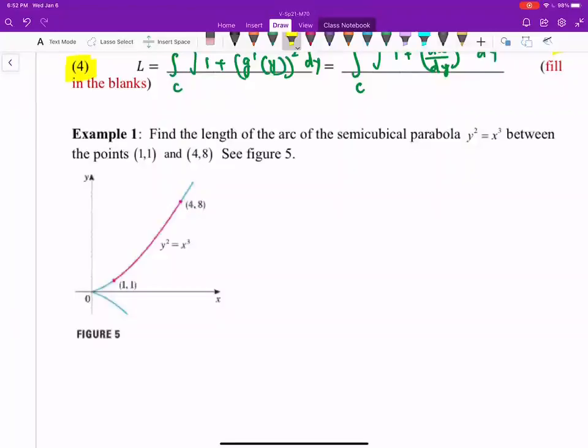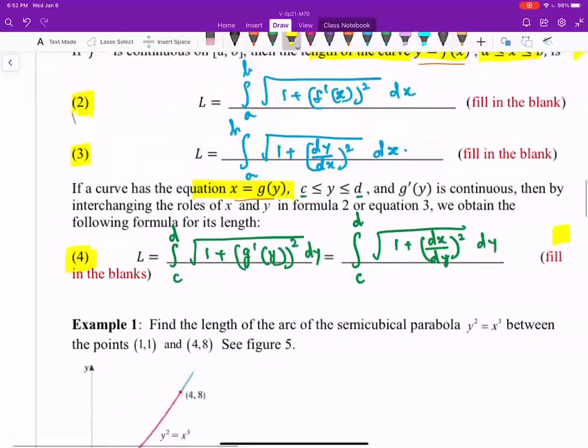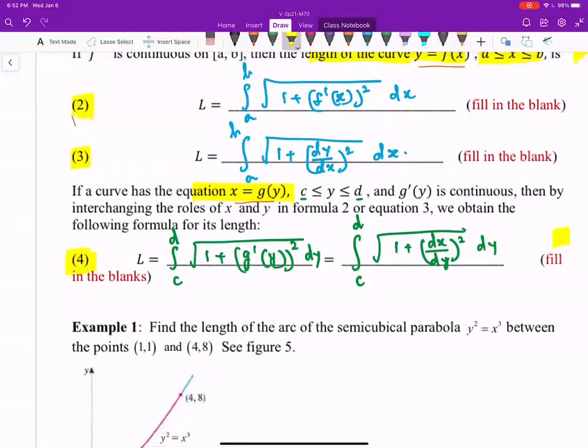Welcome back. We saw the arc length formula in the last video of concept 8.1 part A of the videos. Now we are going to see some examples based on these two formulas.